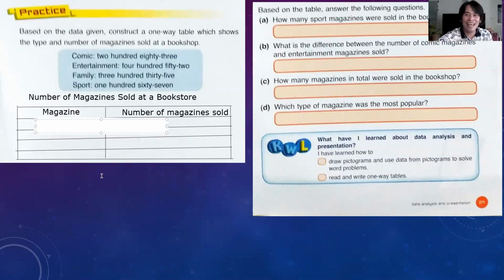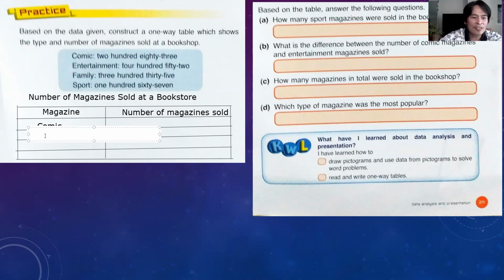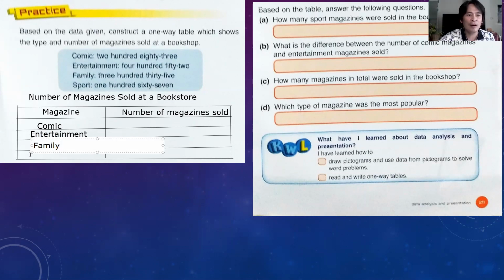So let's go back to our lesson, okay? The first kind of magazine is comic, C-O-M-I-C. The second one is entertainment. Comic books are like superheroes, Superman, Iron Man, Batman, while entertainment is about your favorite superstars. Next is family, about gardening or about party, about family. And then the last is sport.